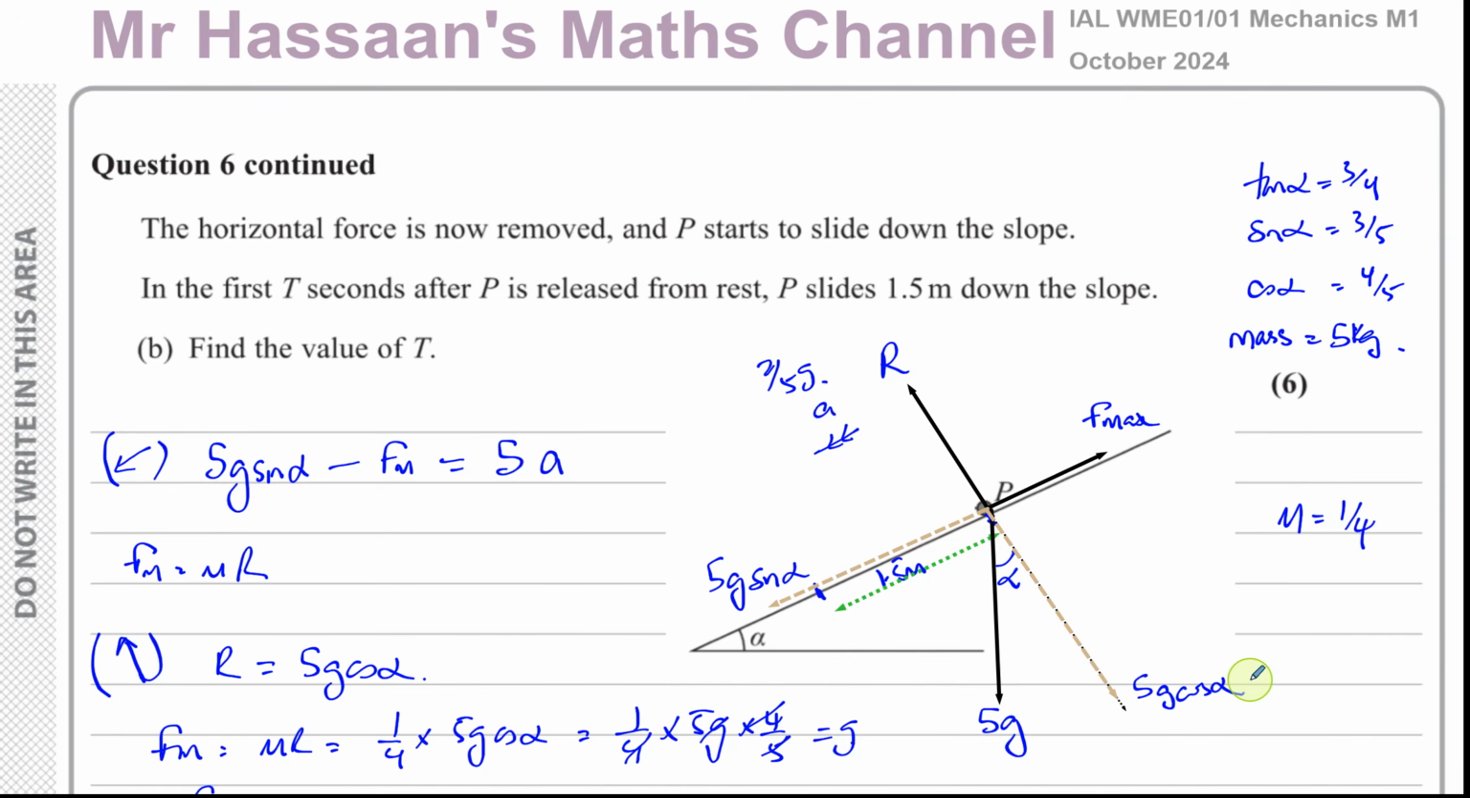So this follows on from 6 part A, but I've saved them as separate videos because this is to do with dynamics and A was to do with statics and limiting equilibrium. So that sums up this question. I hope it was clear.